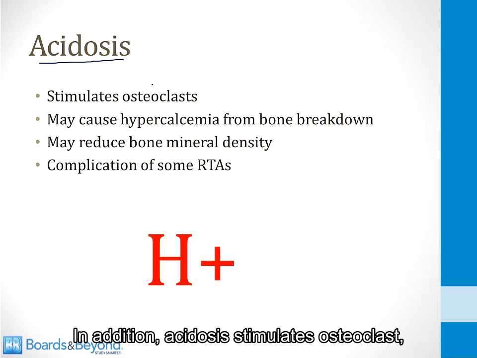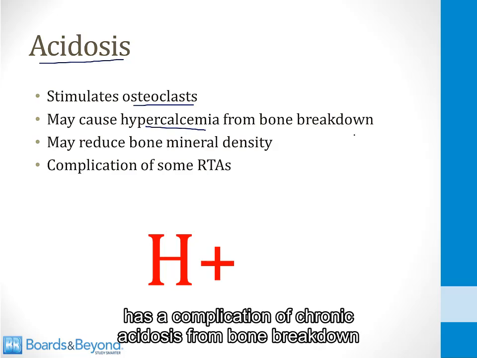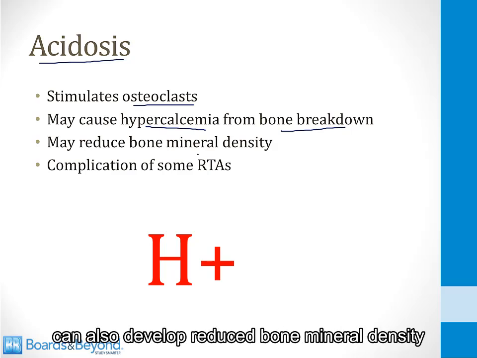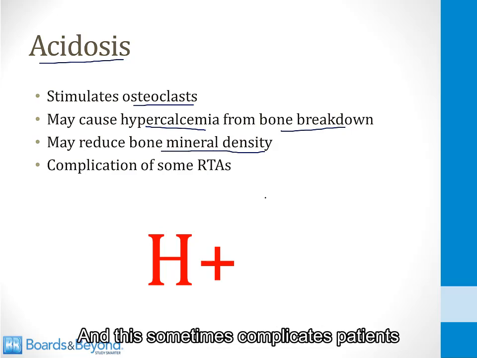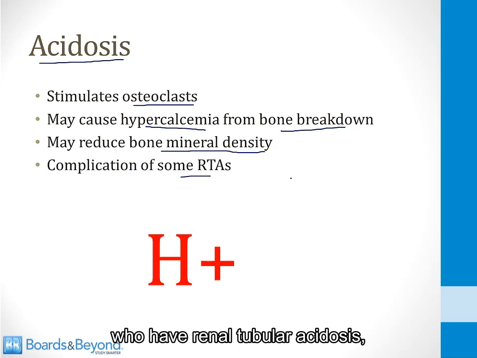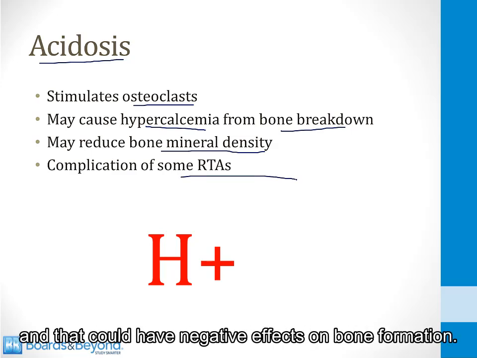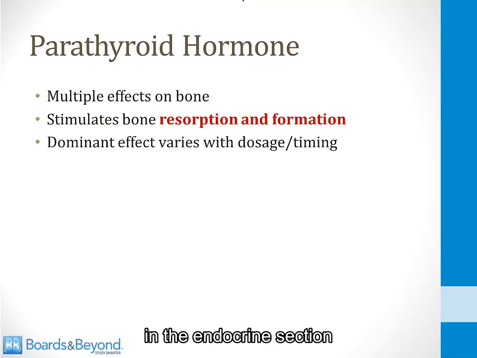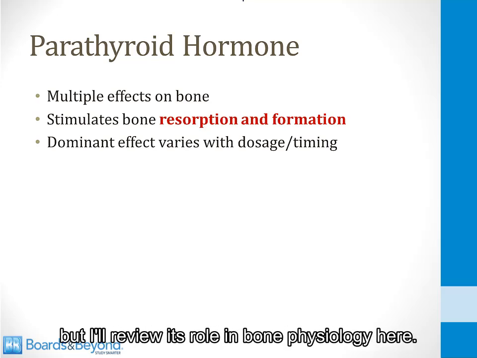In addition, acidosis stimulates osteoclasts, and you can see hypercalcemia as a complication of chronic acidosis from bone breakdown. And patients who have a chronic acidosis can also develop reduced bone mineral density and osteoporosis. And this sometimes complicates patients who have renal tubular acidoses. These patients are chronically acidotic, and that can have negative effects on bone formation. I talk about parathyroid hormone in detail in the endocrine section in the video on the parathyroid gland, but I'll review its role in bone physiology here.